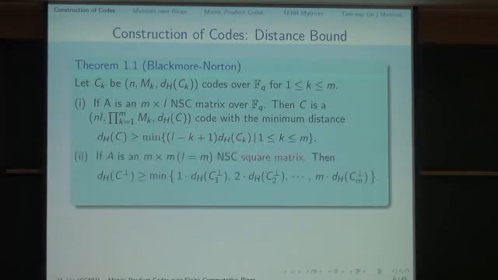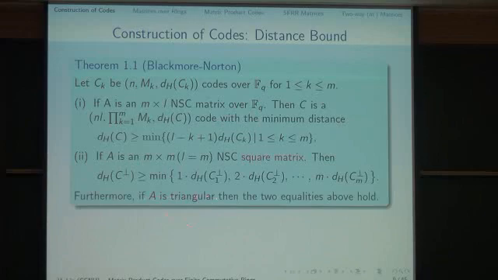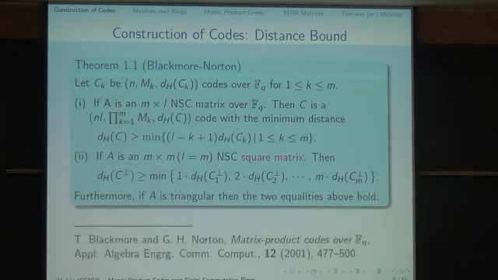Furthermore, if A is a square non-singular by column matrix, then for the dual codes they also have a bound on the minimum Hamming distance. If A is triangular, then the two equalities above hold. Here we can see this with the identity, and this appeared in AAECC in 2001.